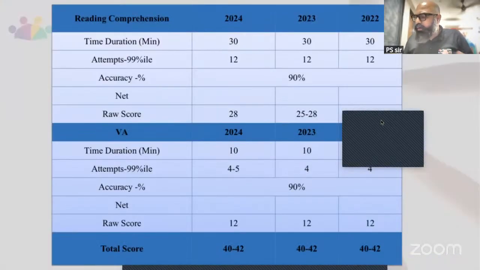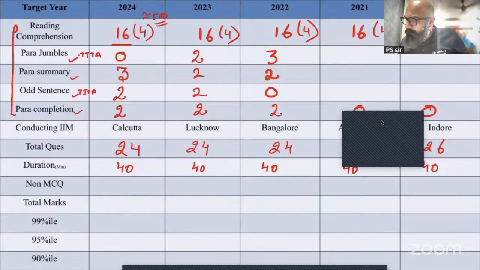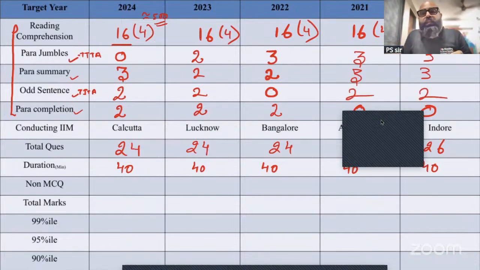So if I talk about para jumbles here, we are talking about 3 para jumbles, 3 para summary, 2 odd sentence, and the same is the case here as well. So from 2020 to 2024, there are no changes as far as the kinds of questions are concerned: RC weightage is more or less the same, para summary weightage is more or less the same, and so is para jumbles. Odd sentence and para completion vary up and down a little. If I talk about non-MCQ questions, as I said, odd sentence and para jumbles are the 2 sets of questions where you have non-MCQs, with no negative marking. And if each question carries 3 marks, we are talking about 72 odd marks.